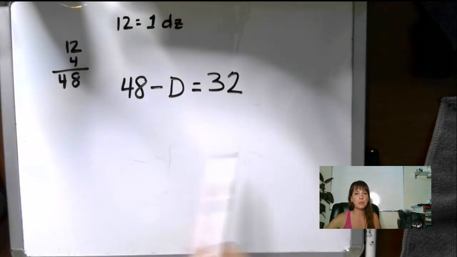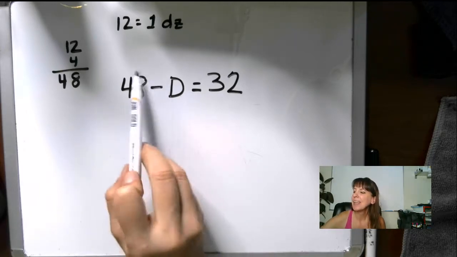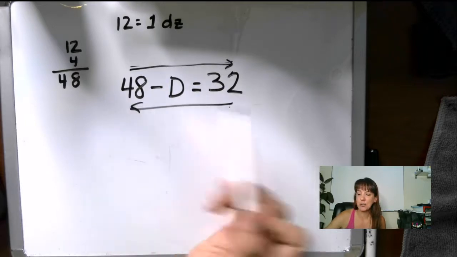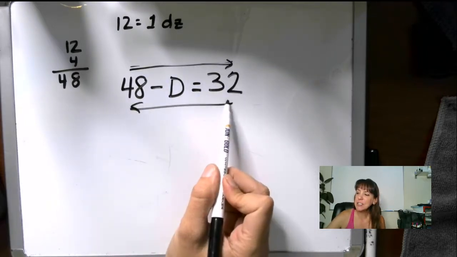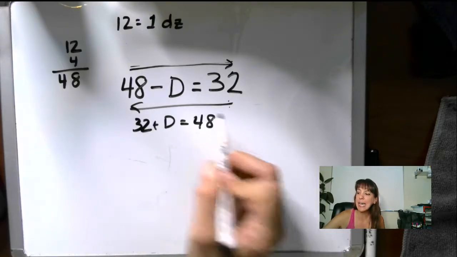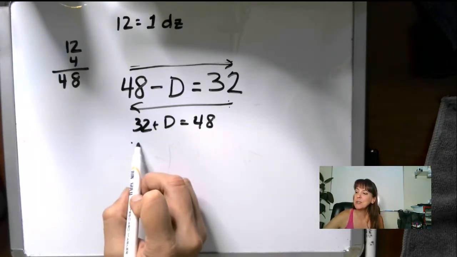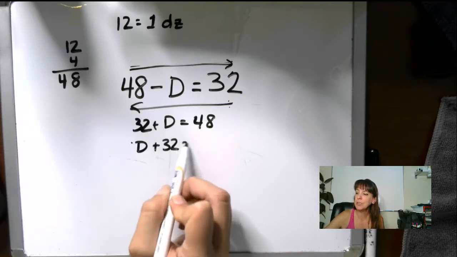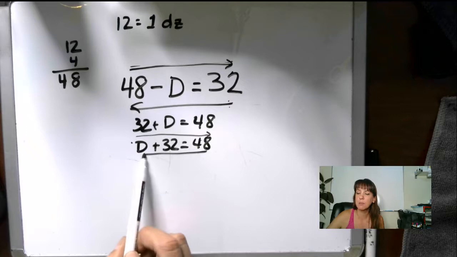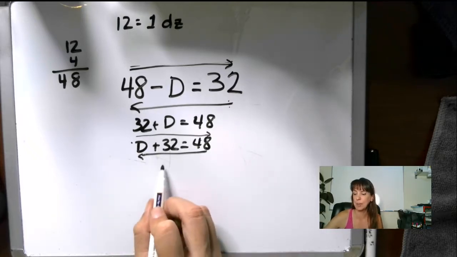So that's our setup. So that's some went away. So if we subtract in this direction, we can add in this direction, right? That's going to give us 32 plus D equals 48. That doesn't really help us, right? So let's do this. D plus 32 equals 48. If we add in this direction, we can subtract in this direction, and that will help us.